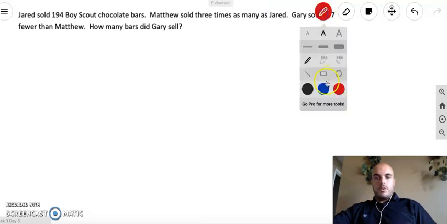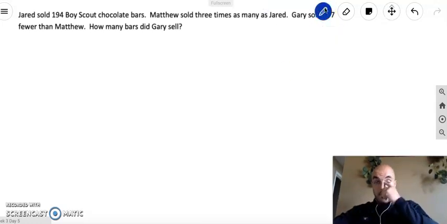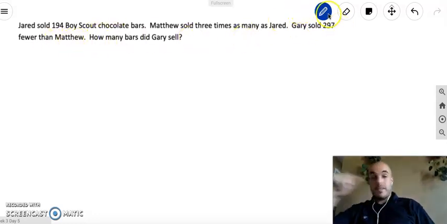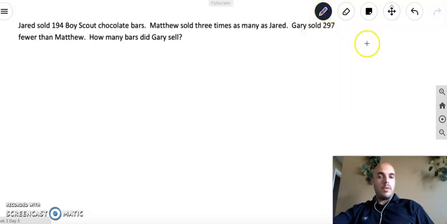Okay. So here we have the question. Let's actually scroll this down a little bit. There we go. Jared sold 194 Boy Scout chocolate bars. Matthew sold 3 times as many as Jared, and Gary sold 297 fewer than Matthew. How many bars did Gary sell? Okay, this is a long one, so I'm of course going to use my cubes method.